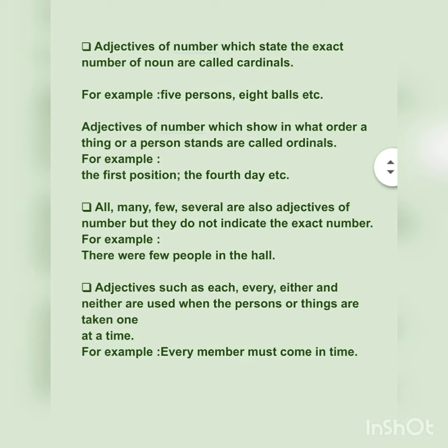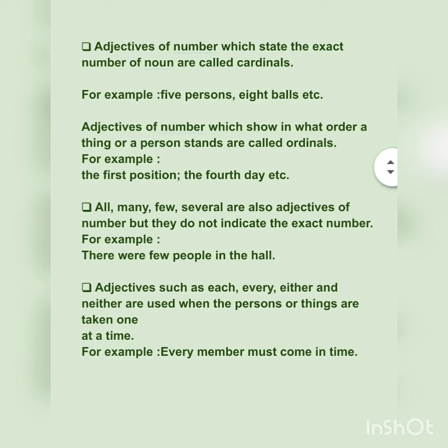For example, there were few people in the hall. That means there were some people in the hall, although we don't know the number of people, but we know that there were some people present in the hall. The next point is adjectives such as each, every, either and neither are used when the persons or things are taken one at a time.